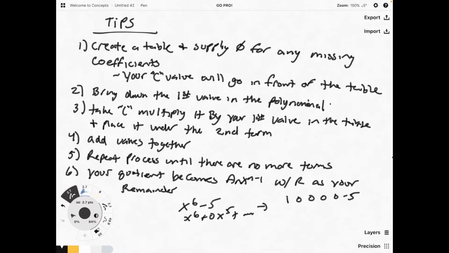And then your c value will go in front of the table, which in this case, we're just going to call it c because we don't have anything.